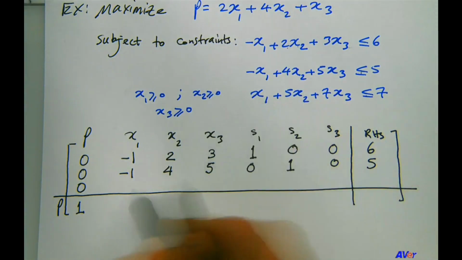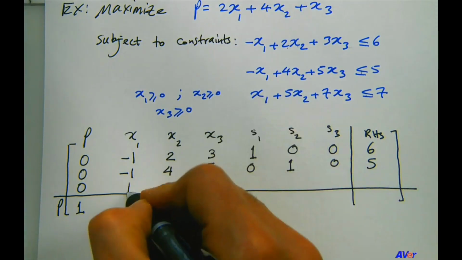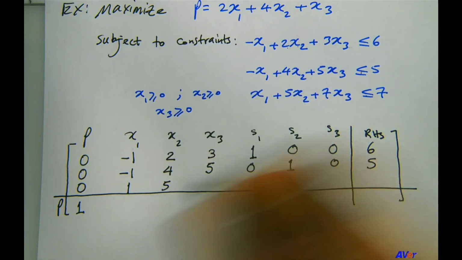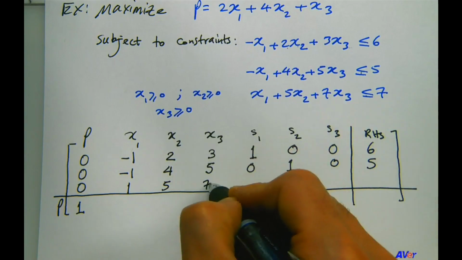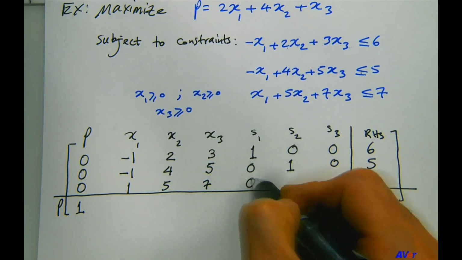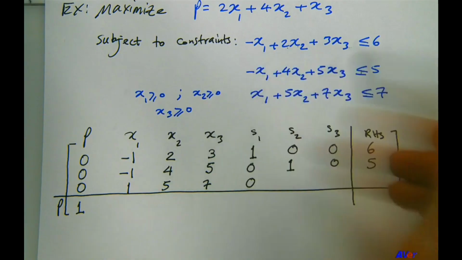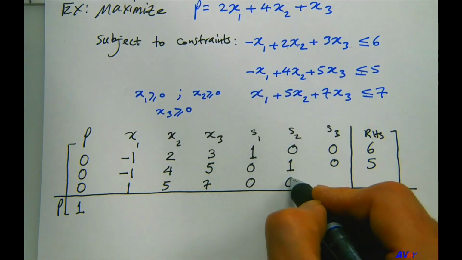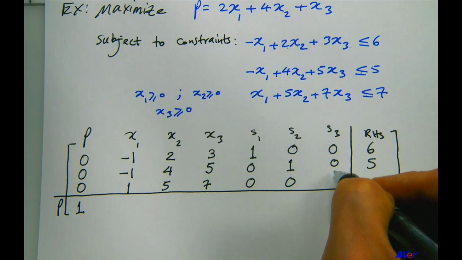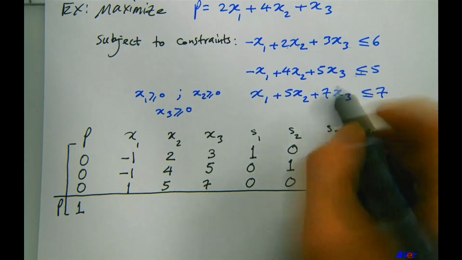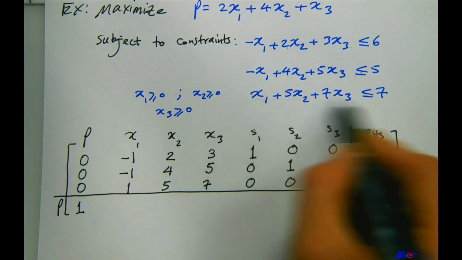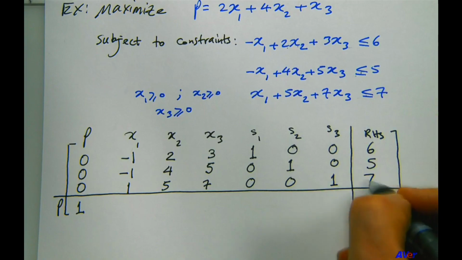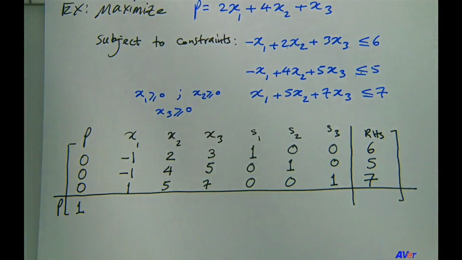Now the last row here, we have positive 1 there, 5 under x2, 7 under x3. Is there going to be S1 here? No, S1 is already used up. Is there going to be S2 here? No, S2 is already used up, so 0 here. Is there going to be S3 here? Yes. S3 is the slack variable we need to introduce in order to convert this inequality to an equality. So 1 here, and of course 7 is in the right-hand side column.